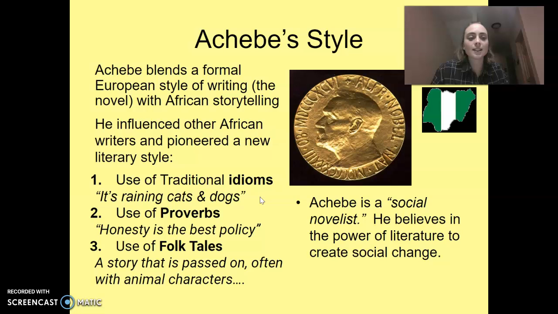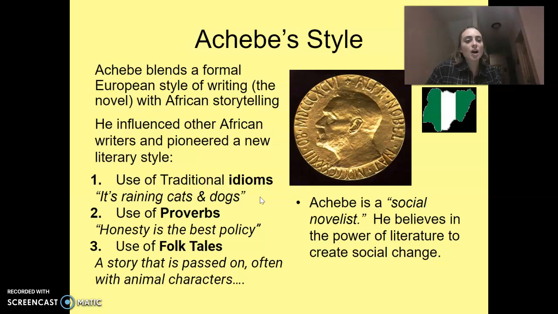We know that that doesn't literally mean that it's raining cats and dogs. It just means that it's raining really hard. But it's a more colorful phrase or saying to convey something outside the literal, right? And so he uses a lot of Nigerian idioms in his writing, and we will talk about some of those as we read Things Fall Apart.